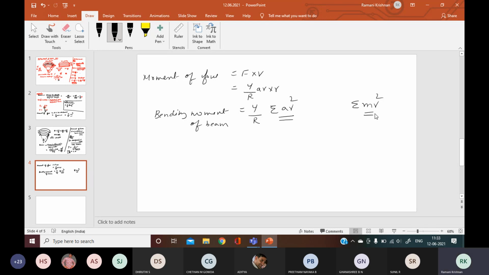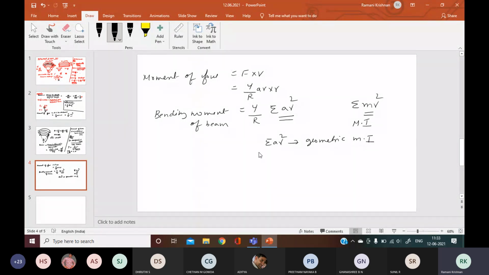You have seen MR square somewhere, no? Mass into square of the distance is called moment of inertia, isn't it? Summation of m r square is called moment of inertia of a body. In the same way, summation of a r square is called geometric moment of inertia.